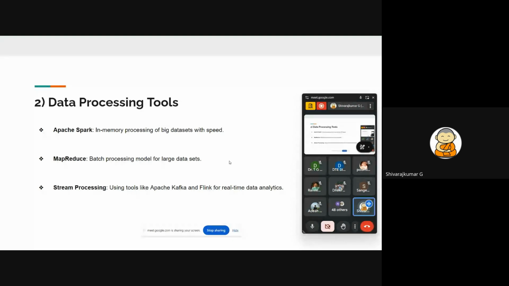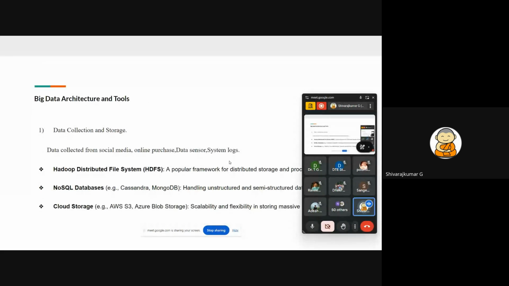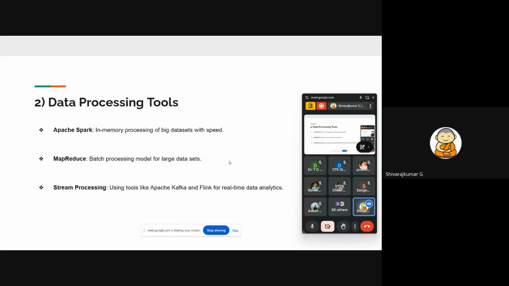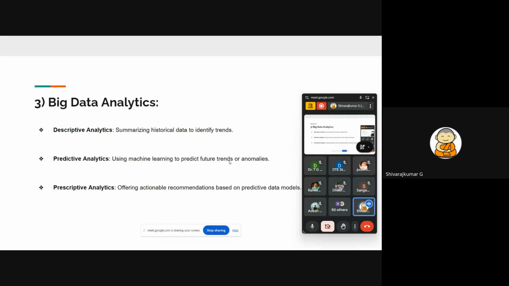For example, nowadays AI and data science are very trending job providers. They are using these tools: first they are collecting and storing the data, and next they are using tools to process the data, meaning keeping it in a meaningful way. Any irrelevant data they will delete and make the data proper. Then once we have the data, it's time for analysis.